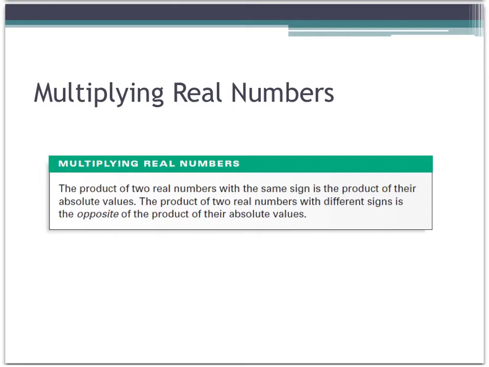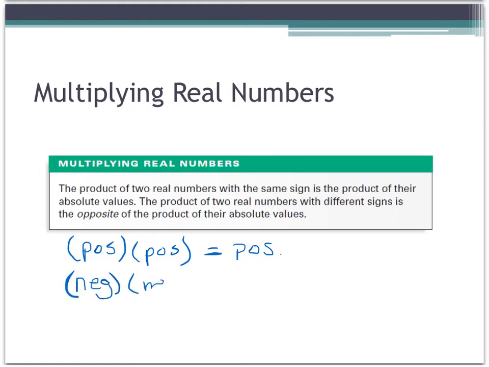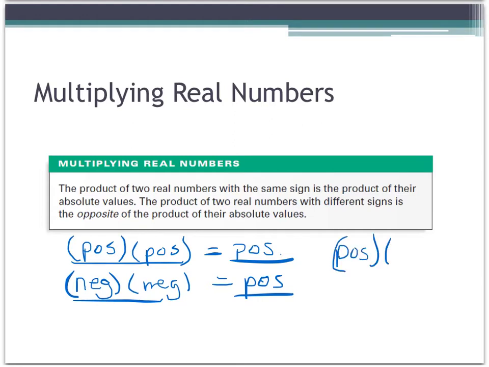And you can write this down by saying, hey, a positive times a positive is going to be equal to a positive. We also know that a negative times a negative will equal a positive. So again, if I'm multiplying two numbers with the same sign, I'm always going to get positive. And if I'm going to deal with different signs, a positive times a negative, or vice versa, my answer is always going to be negative.